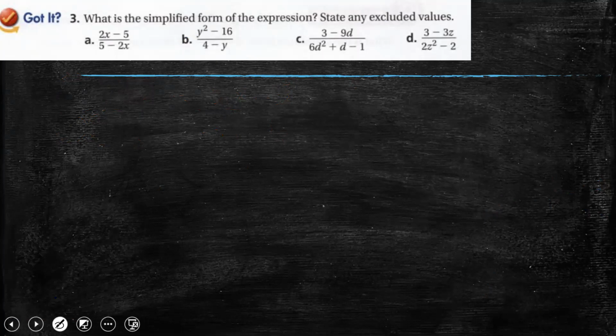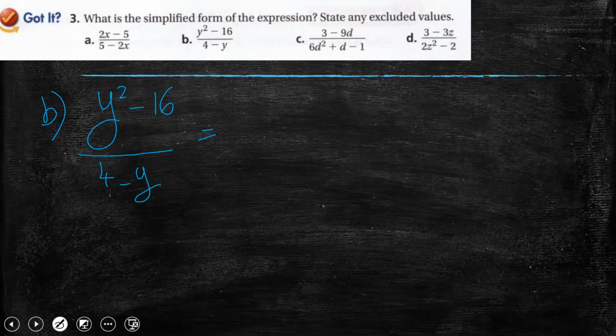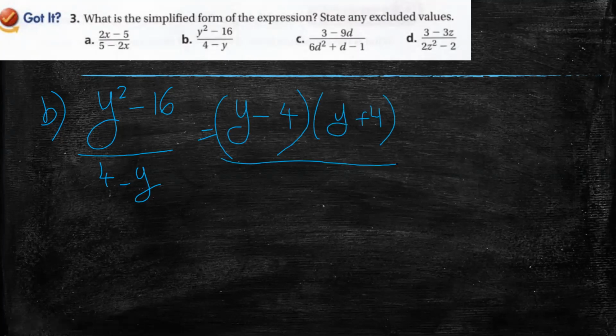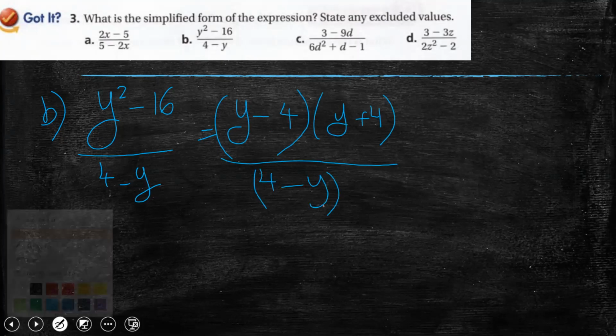Let's solve now B. In B here, we have y squared minus 16 over 4 minus y. Let's now factorize the first one. Y squared minus 16. How can I factorize it? Difference of squares, which is y minus 4 times y plus 4. And down here, we have 4 minus y. Now, look at them then. I want to see which is the opposite factor of 4 minus y.